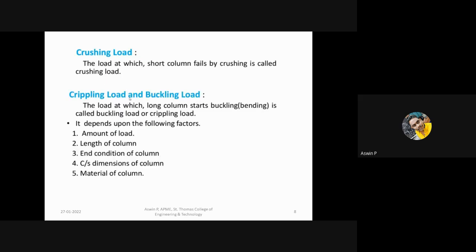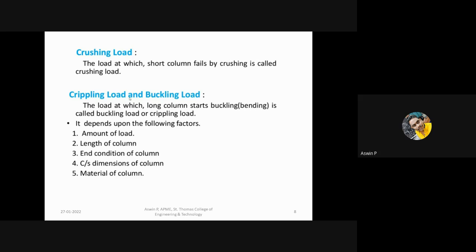Now there are two types of loads in a column. There are two types of column we have studied, that is long column and short column. And when we are studying that, we need to understand how a column breaks. Under the crushing load, only the short column fails. Okay, it's an important term. Crushing load acting on a short column fails the structural member. In the other case, long columns fail due to buckling load or crippling load.